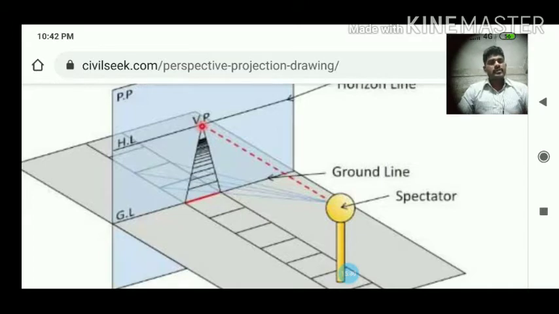Perspective projections are nothing but, when the object appears, you are able to draw that object's image on a screen with the help of two dimensions. When you're drawing a picture, the lines are not the same at all distances.